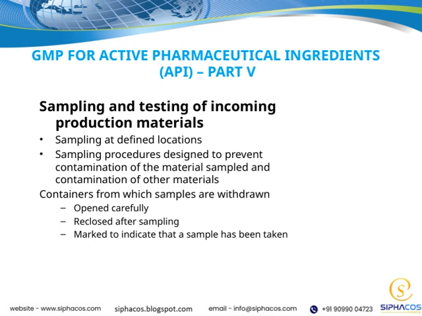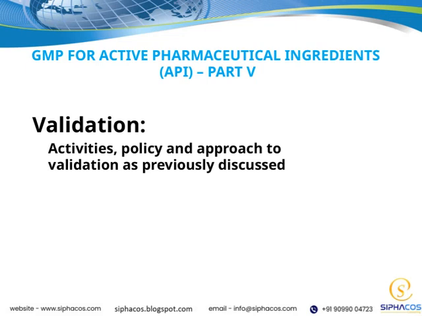It's also important to mark the containers clearly to indicate that a sample has been taken, which helps with traceability and quality control. These practices are part of good manufacturing practices for active pharmaceutical ingredients, or APIs, and they help us maintain the highest quality standards throughout the production process. By following these guidelines, we ensure that every batch meets the required specifications and that our testing is both reliable and valid. Now, let's talk about validation.